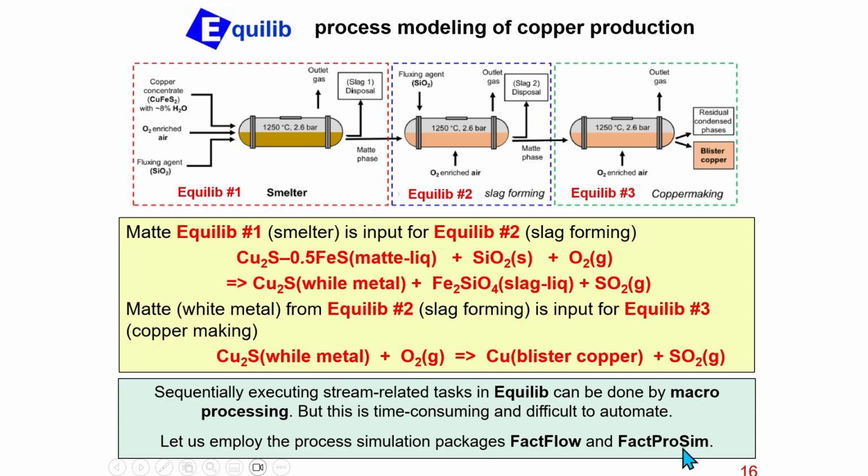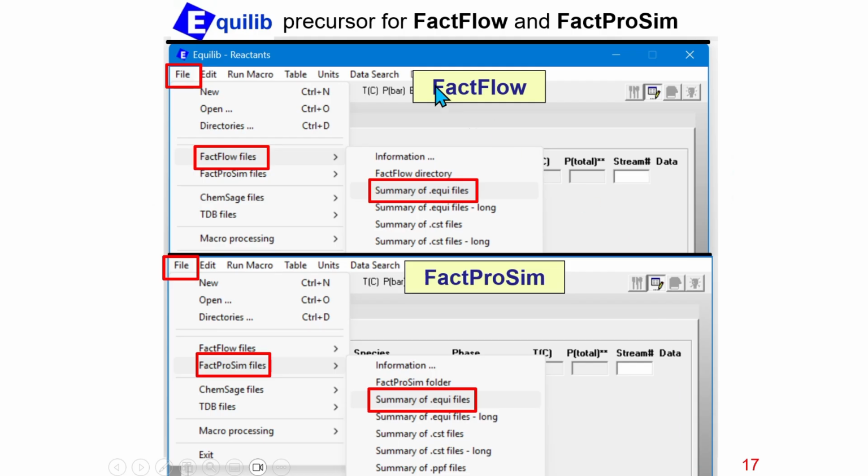It's a precursor, if you like. So Equilib is a precursor for these programs. Why? Well, you need Equilib to set them up. If you go to the Equilib reactants window, you can get information on your FactFlow files, which we'll be looking at. We're going to start off with FactProSim.